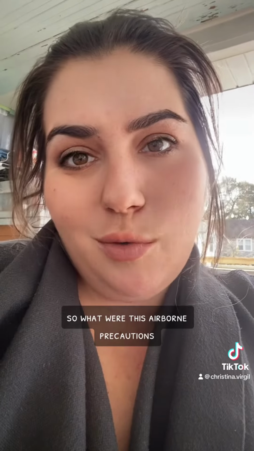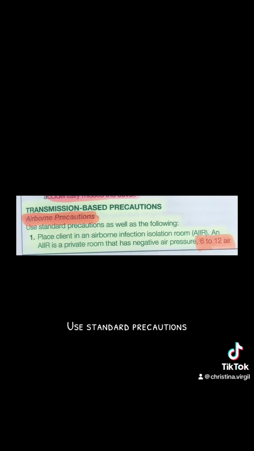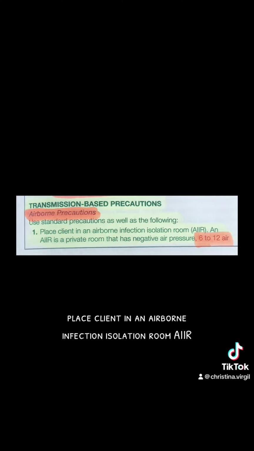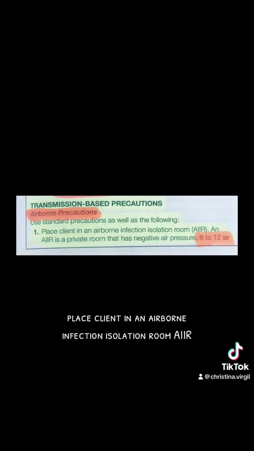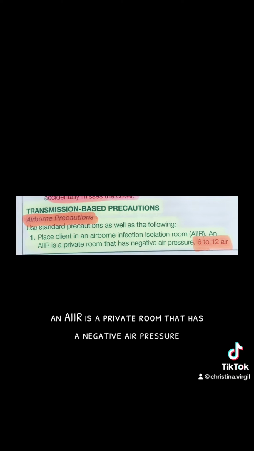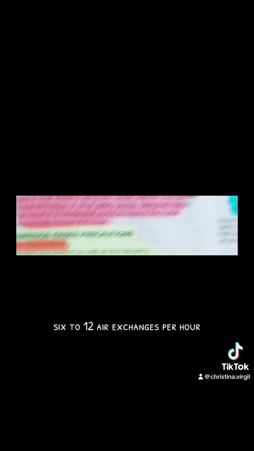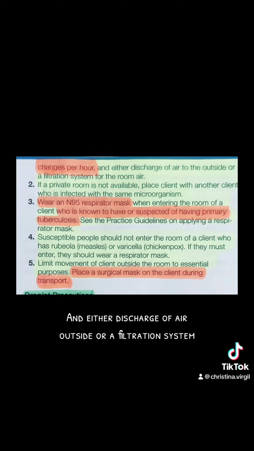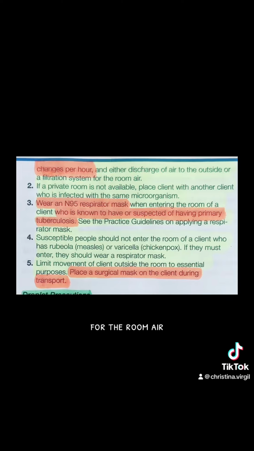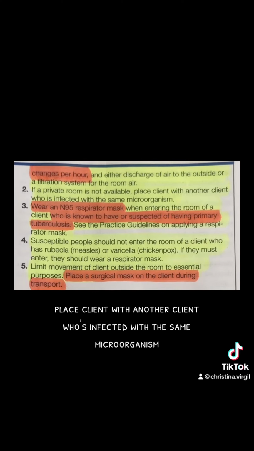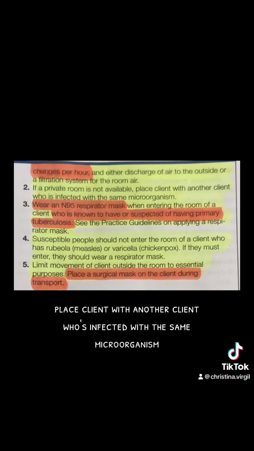So what were those airborne precautions? Airborne precautions use standard precautions as well as the following. Place client in an airborne infection isolation room, AIIR. An AIIR is a private room that has a negative air pressure, 6 to 12 air changes per hour, and either discharge of air outside or a filtration system for the room air. If a private room is not available, place client with another client who's infected with the same microorganism.